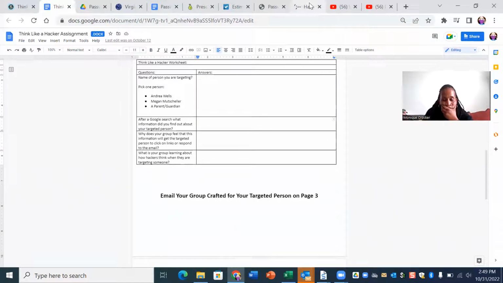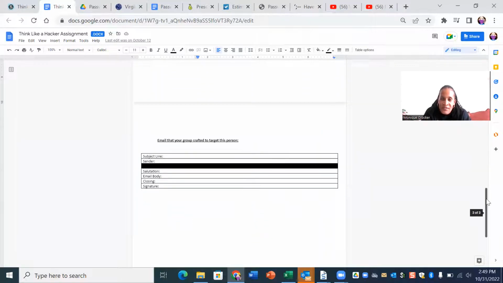So we would instruct them how to go on LinkedIn and look up Miss Muchler to see what she is doing. We would talk after Google search. What did you find out about the person? What would you as a group target the information for, so they can understand more about this person? So knowing she's a good-natured person, you might send her an email from her alumni association saying they're trying to get back after COVID and they really want her help. And then what's your group learning about what they're targeting in someone? And then right here, they'd actually craft the email together.